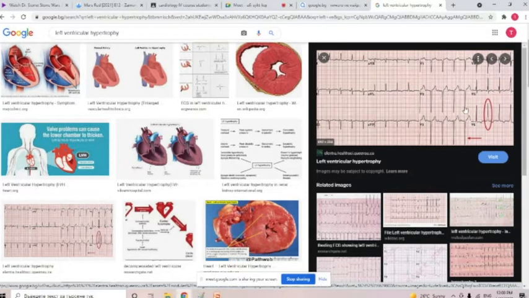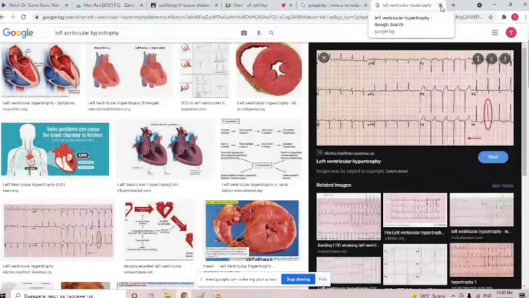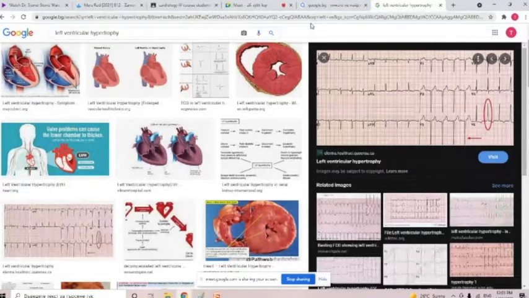So, R or S wave more than 25 millimeters: in leads V1, V2 for the S wave, V5, V6 for the R wave, or the sum of those, V1 plus V6 or V2 plus V5, more than 35 millimeters; aVL more than 11 millimeters. Sorry, where I said seconds, I meant millimeters. Or lead I more than 15 millimeters. That's for left ventricular hypertrophy.